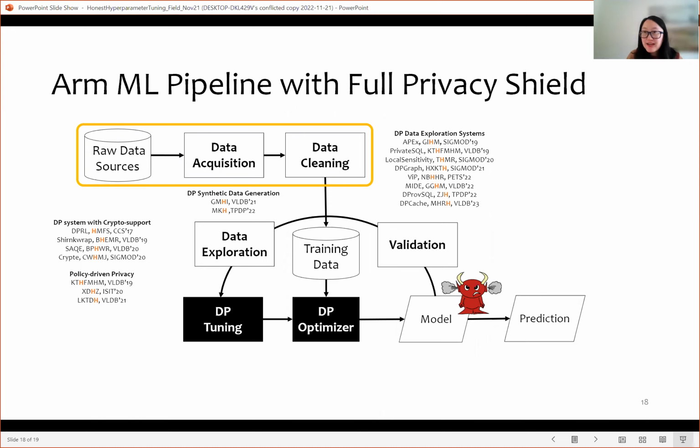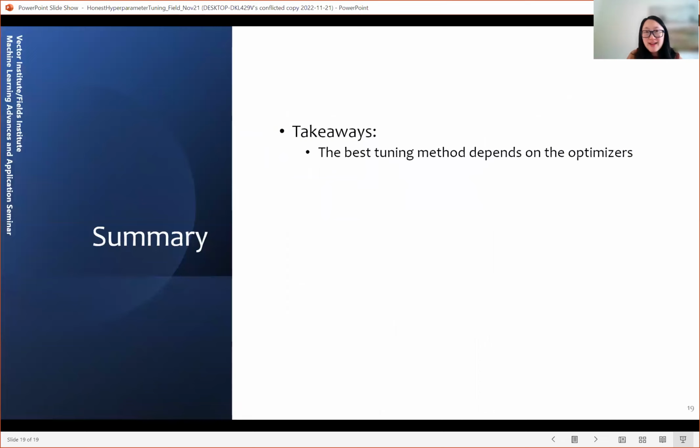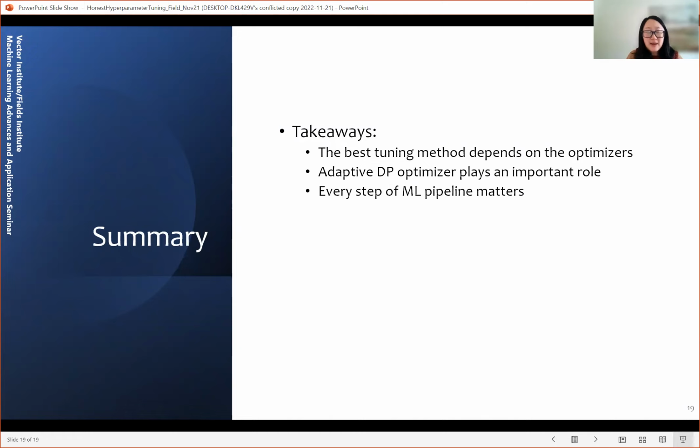So yeah, for time's sake, I come to the end of my talk. First of all, I want to really highlight that in these privacy-preserving tuning methods, it really depends on the optimizer as well, right? They are not two independent problems, but we need to look at them together. And the adaptive DP optimizer plays a very important role here. And every step of the machine learning pipeline is very important and requires careful treatment of the privacy concern if it touches the sensitive data.